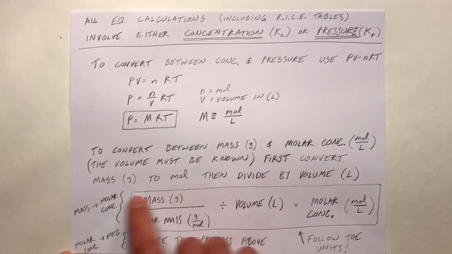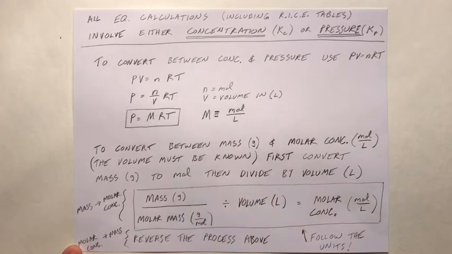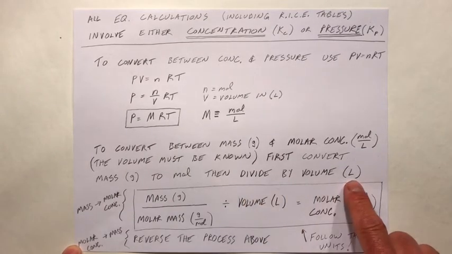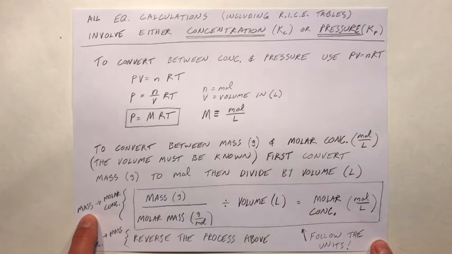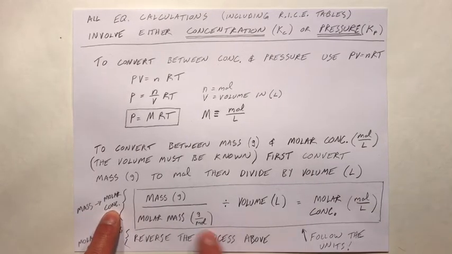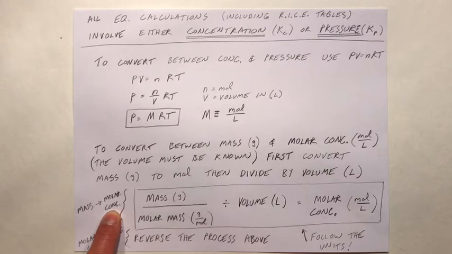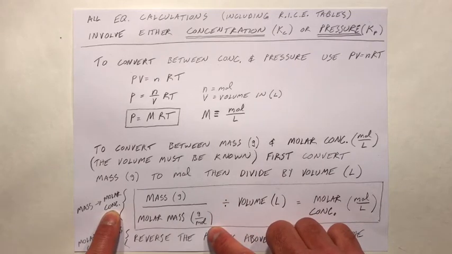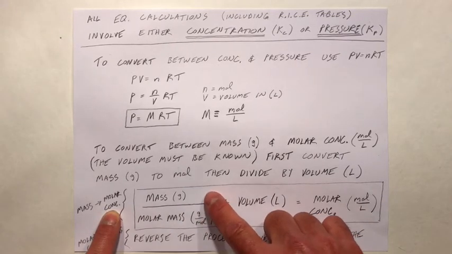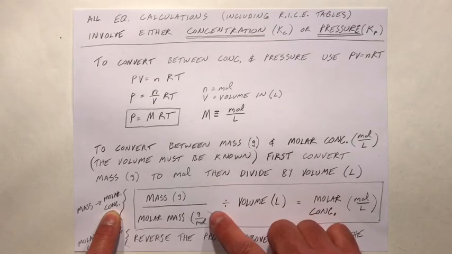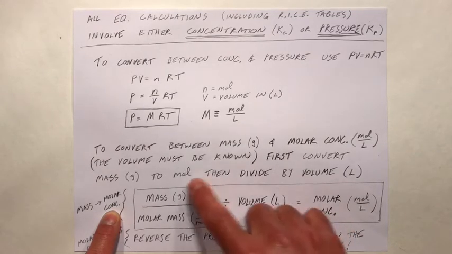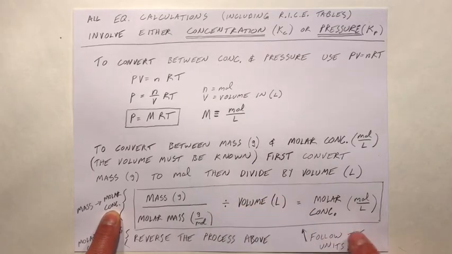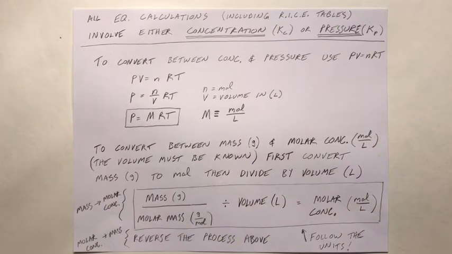So the first thing we do is convert mass in grams to moles, and then we divide by the volume in liters. So check it out. Here we have mass converting to molar concentration. If we take mass in grams divided by molar mass, and we would add up molar mass off the periodic table for any particular chemical formula, grams divided by grams per mole gives us, well, grams would cancel. We'd have the unitless 1 on the top and inverse moles on the bottom, and that's just equal to moles. So moles divided by liters would be moles per liter, or molar concentration.